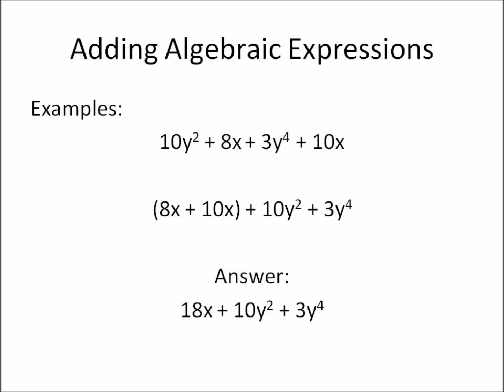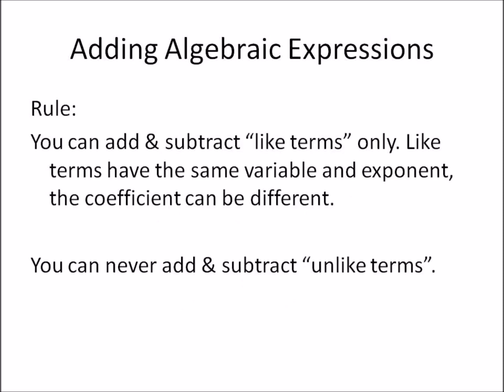In this example, you have 10y squared plus 8x plus 3y to the power 4 plus 10x. Again, in this question, you try and bring the like terms together. Can you find any like terms? Yes, 8x plus 10x are like terms because the variable in both is x. Plus, you leave 10y squared plus 3y to the power 4 because they're unlike terms. So your answer becomes 18x plus 10y squared plus 3y to the power 4.